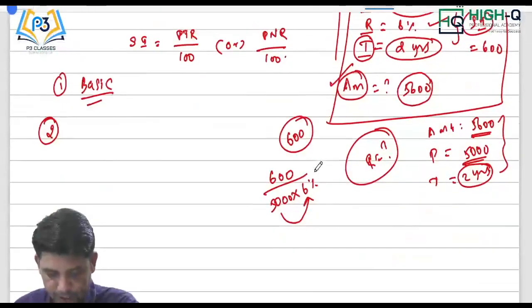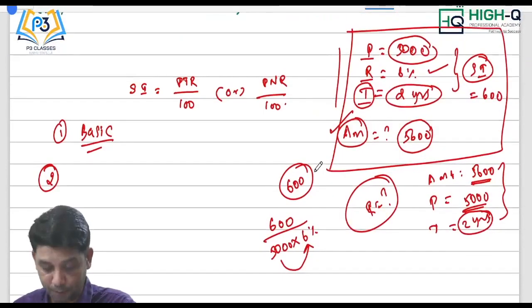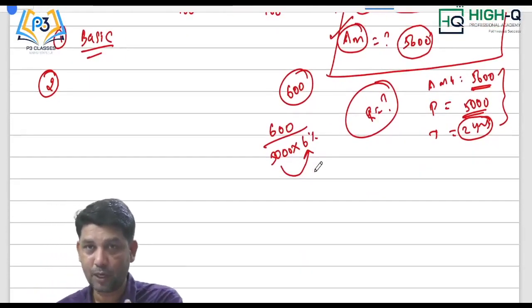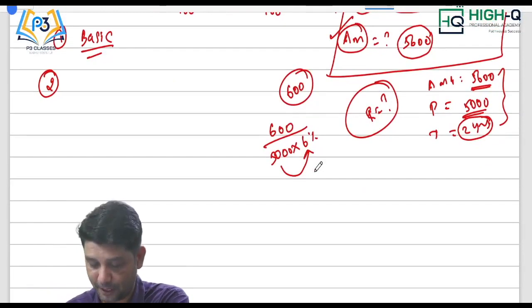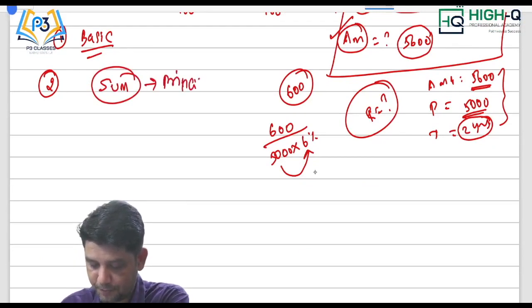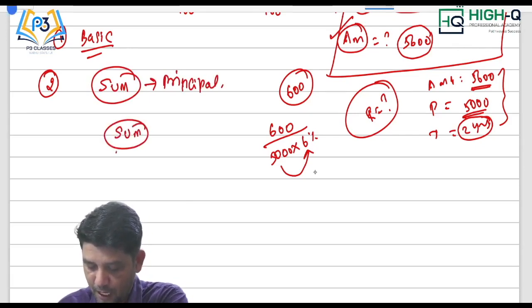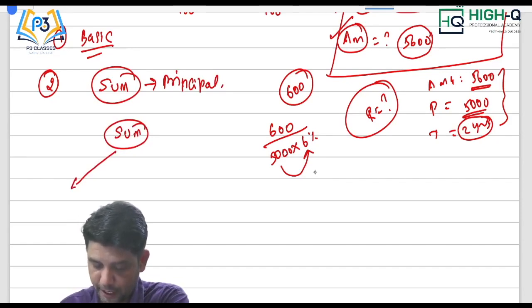Okay, now listen here. This is our basic problems. Second type of questions. What is expected? Some principle. See, the meaning of sum is principle. The second type of question is a sum of money, that is principal, amounts to some amount in a particular year, for example 2 years, it reaches this amount. In 3 years, another amount. Okay.